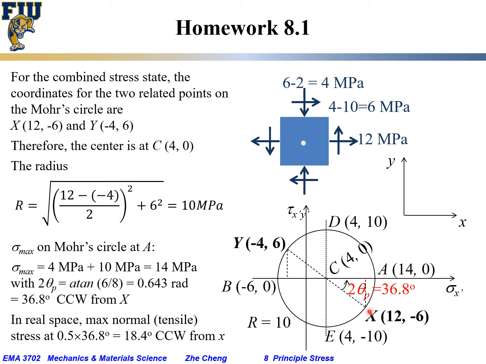So on Mohr circle, from capital X to A, you rotate 36.8 degrees, which means in real space or in real geometry, from horizontal X, you also rotate counterclockwise, but by half of that angle, which is 0.5 times 36.8, or 18.4 degrees. Rotating in real space 18.4 degrees counterclockwise from horizontal X, you would find the maximum normal stress, which is tensile stress, because it's positive.